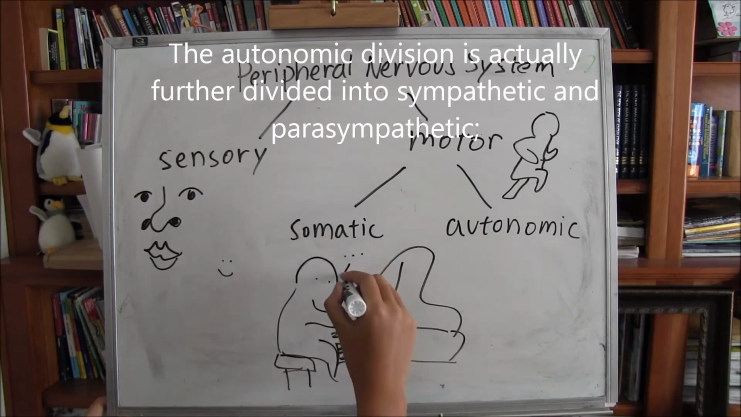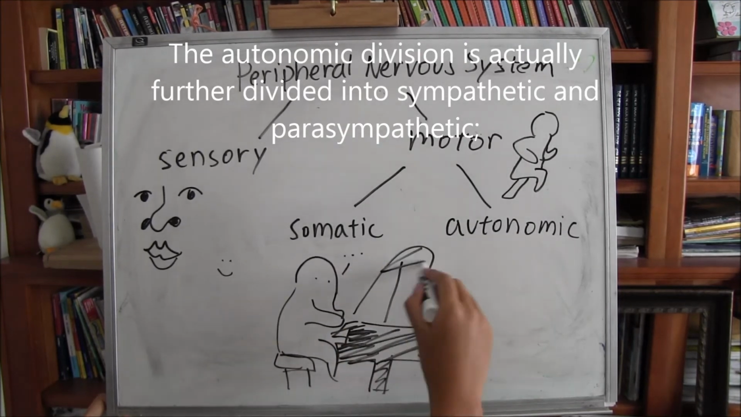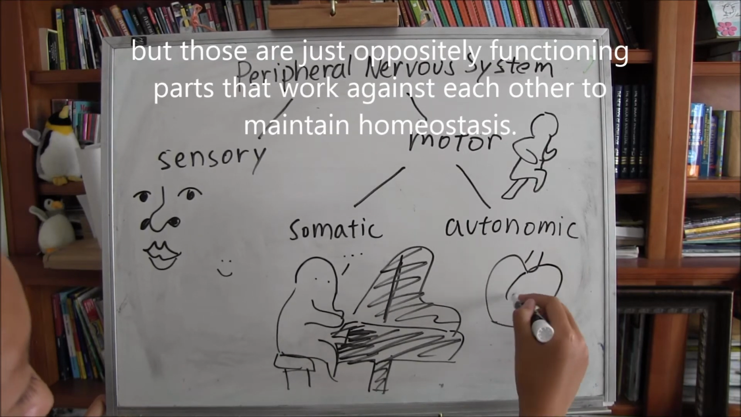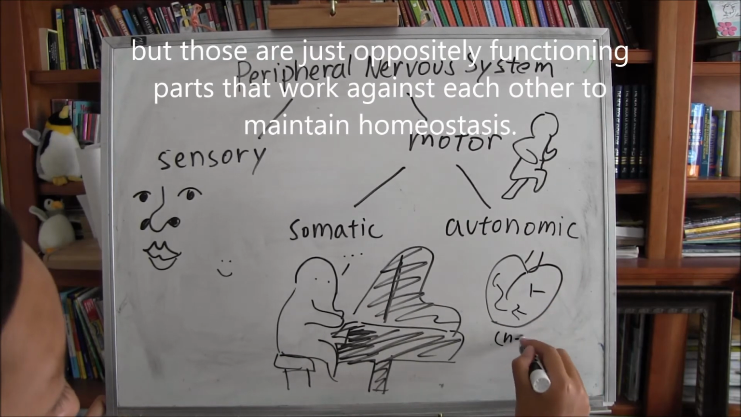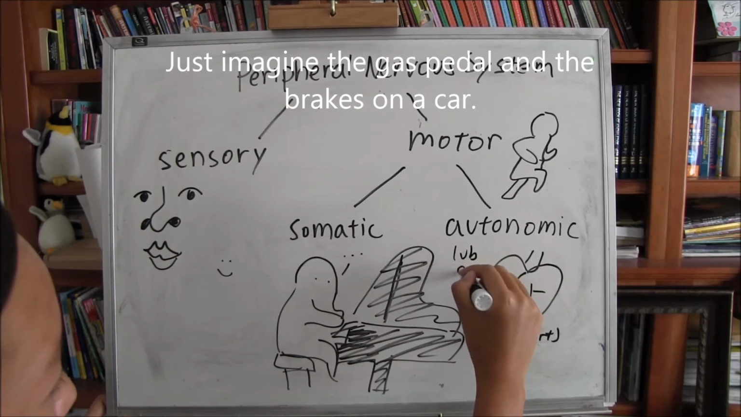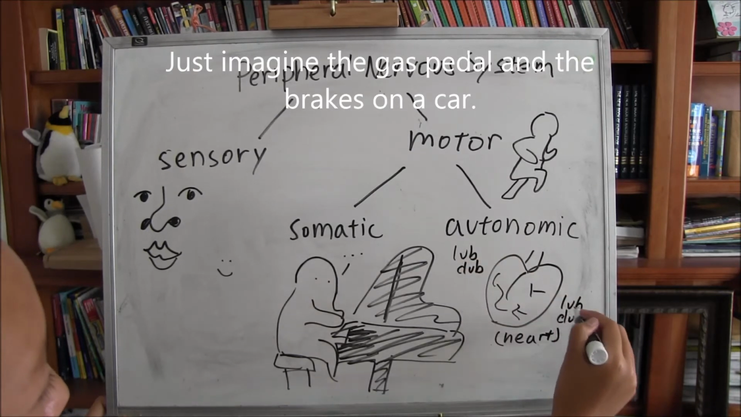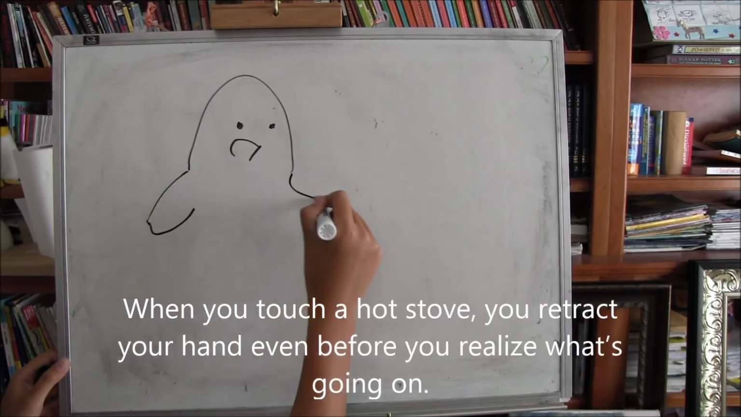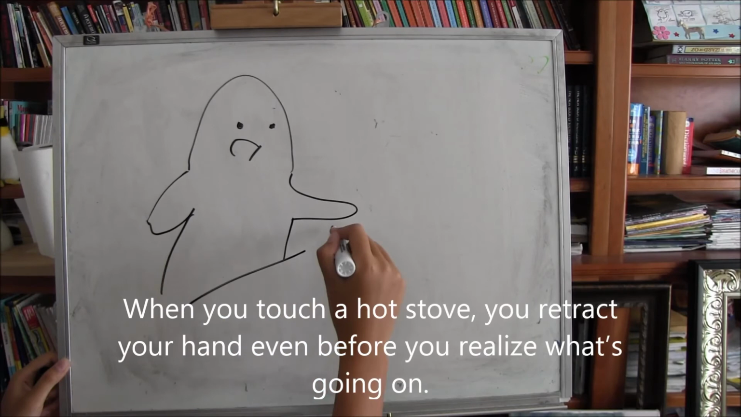The autonomic division is actually further divided into sympathetic and parasympathetic, but those are just oppositely functioning parts that work against each other to maintain homeostasis. Just imagine the gas pedal and the brakes on a car. Your reflexes kick in when you're in danger. When you touch a hot stove, you retract your hand even before you realize what's going on.